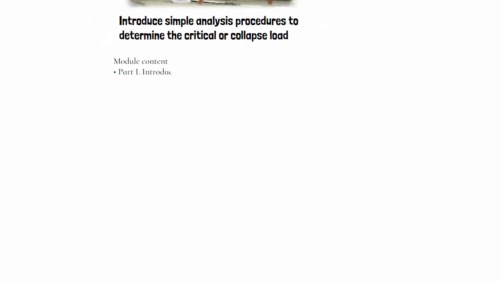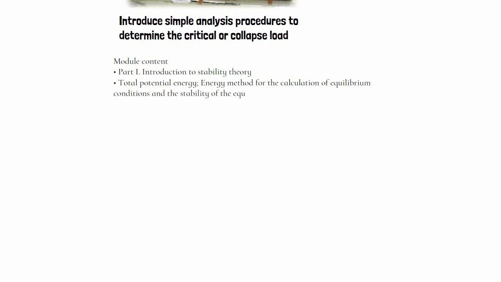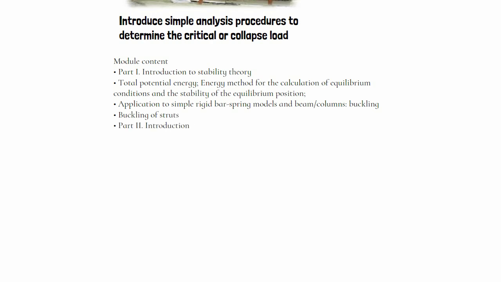Module content. Part 1, introduction to stability theory. Part 1 will focus on introduction to stability theory, that is total potential energy, the energy method for the calculation of equilibrium condition and stability of equilibrium position, application to simple rigid bar spring model and beam column, buckling of struts.